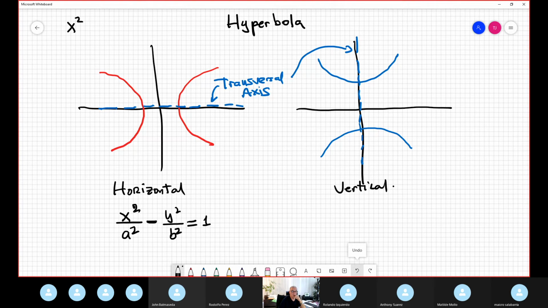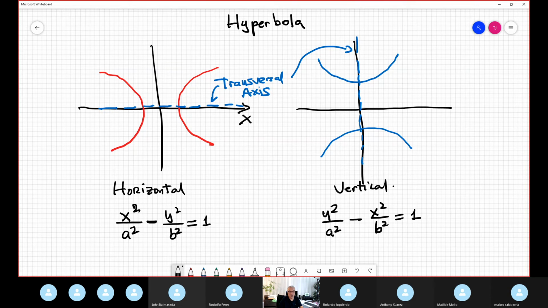And when the x term is positive, that indicates that the transverse axis is coincident with the x-axis. Okay. And this other one is y squared over a squared minus x squared over b squared equals 1. In this case, the positive part of the equation is associated with y. Therefore, the transversal axis is either coincident or parallel to the y-axis. Okay?